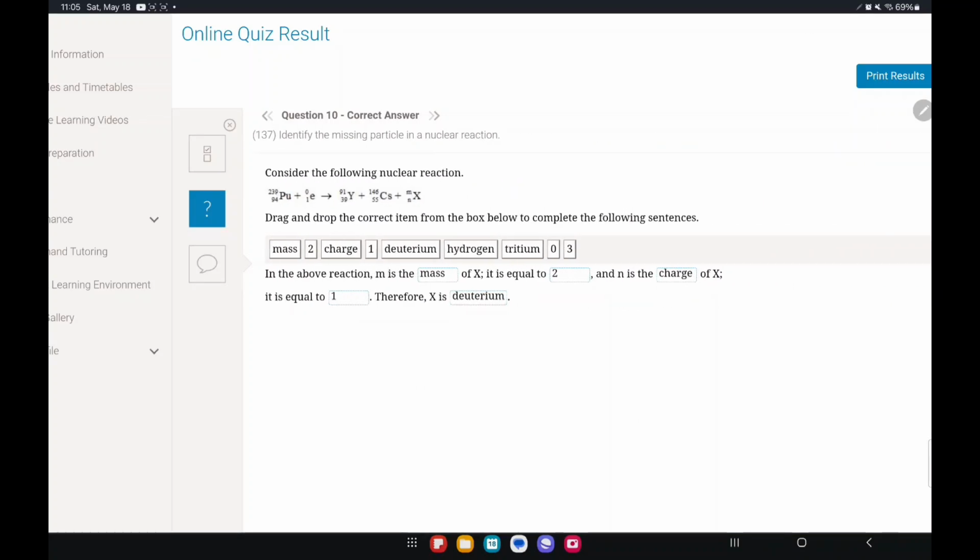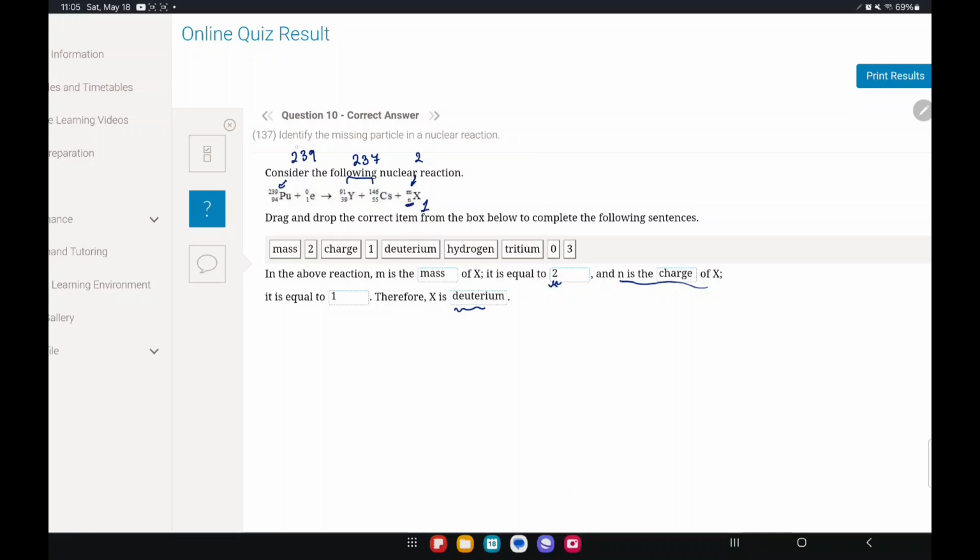Question 10. In the above reaction, M here is the mass. What is it equal to? It's equal to 2. How do we find it? Here it's 239. Here's 91 plus 146, which is 237. So M, obviously we need to add to 237 to get 239. The mass of it is 2. What about N? N is the charge. What is it equal to? It's equal to 1. Therefore X is a deuterium.